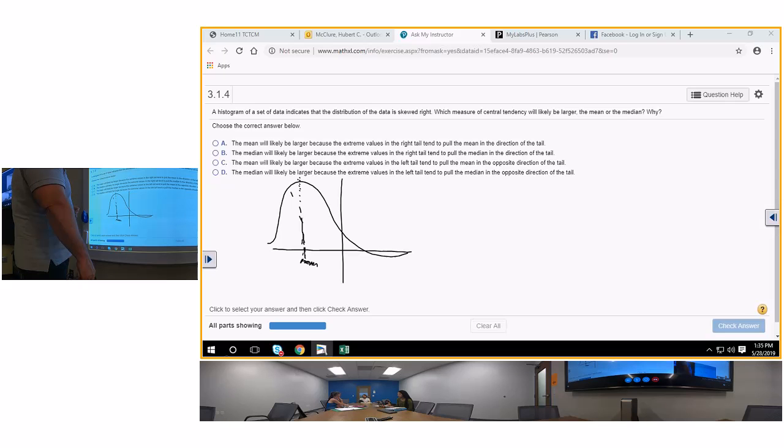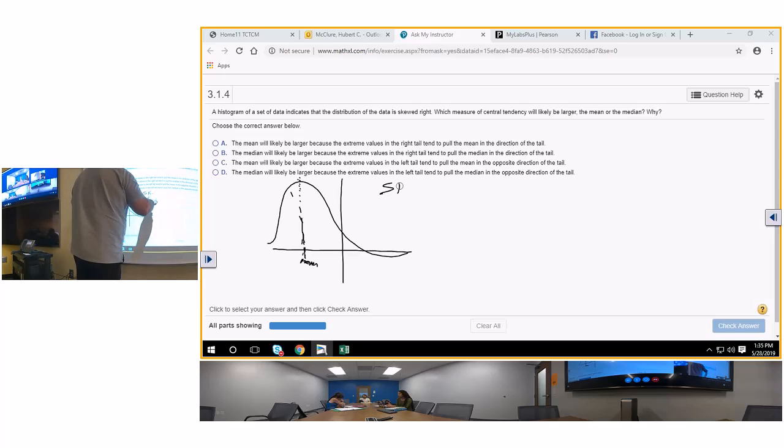Why? Okay, the mean will likely be larger because the extreme values in the right tail tend to pull the mean in the direction of the tail. It's opposite. If this is skewed right, that means that your mean is where? To the left. So you're looking for the opposite. So which one says opposite?